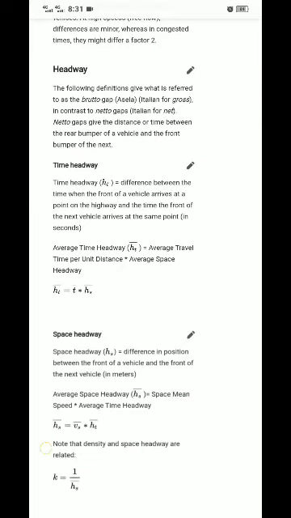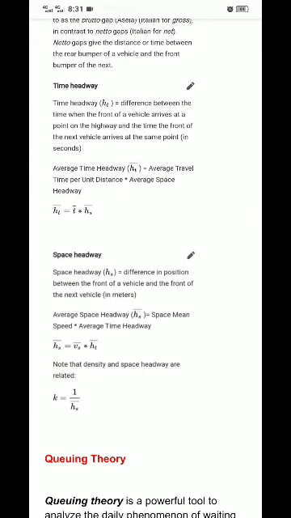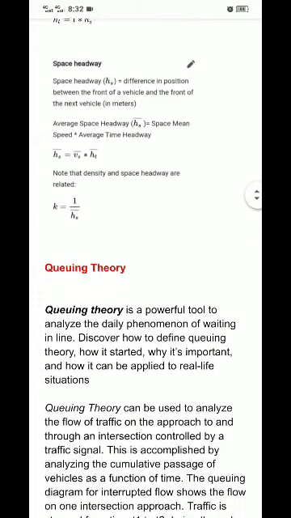Space headway, H sub s, is equal to the difference in position between the front of a vehicle and the front of the next vehicle, in meters. Average space headway, or the segment H sub s, is equal to space mean speed times average time headway. So the formula is the segment H sub s is equal to the segment V sub s multiplied by the segment average time headway. Note that the density and space headway are related. K, or density, is equal to 1 over the segment average space headway.